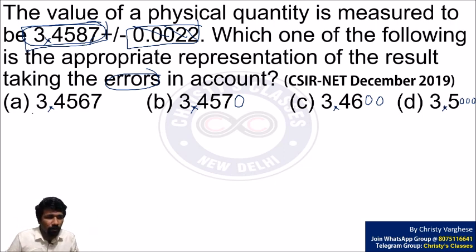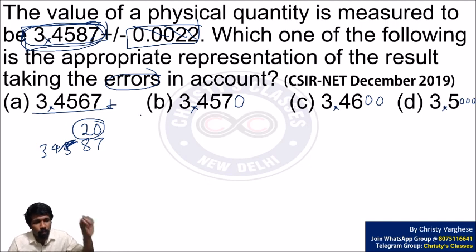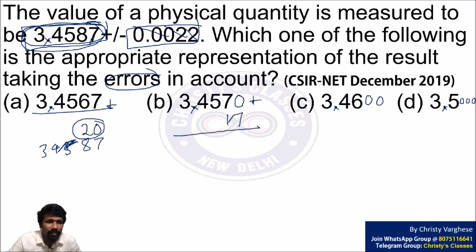So this is 34,567. The real value is 34,587. How much is the difference? It is 20 from the real number, because when you add 20 you will get 34,587. That means the error is 20, which is 0.0020. For the next option the error is only 17, because if you add 17 you will get the real answer. I am comparing with the real answer.